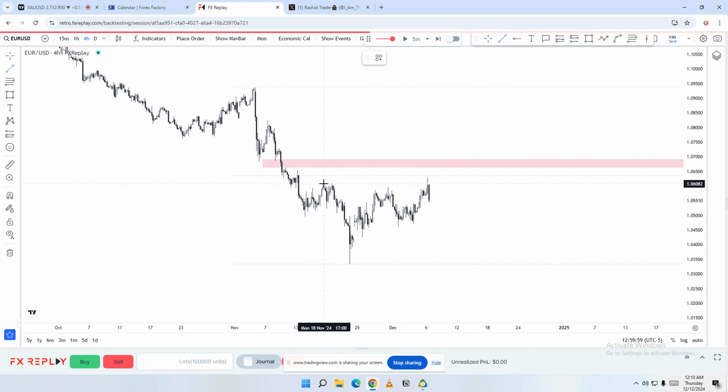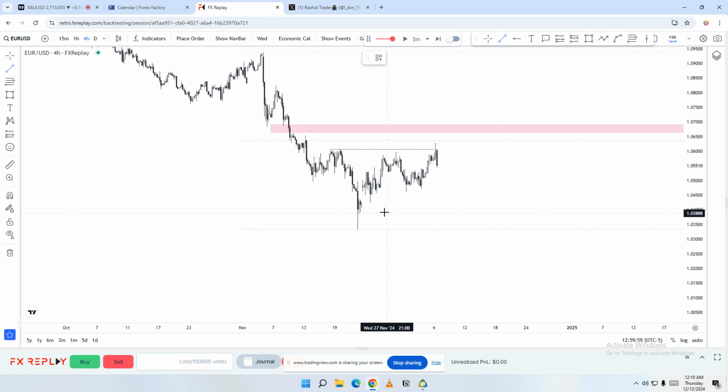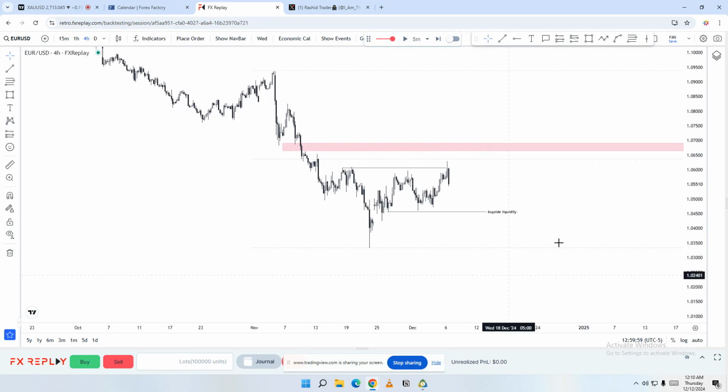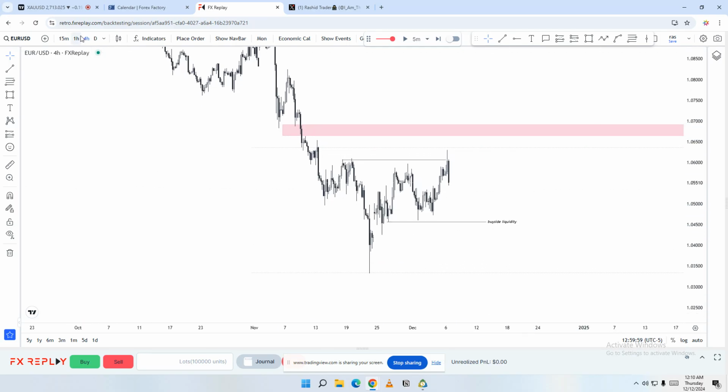Because first of all, I had this relatively equal high right here being taken out really quickly, and I perfectly analyzed those relatively equal highs. After that, I saw these relatively equal lows to the downside, where I believe the price will target. So let's see, buy side liquidity over here. This is just USD. Then I moved to the 1 hour.